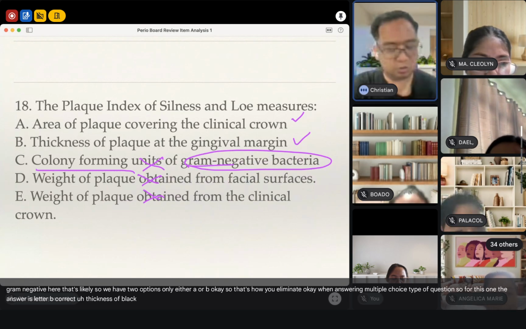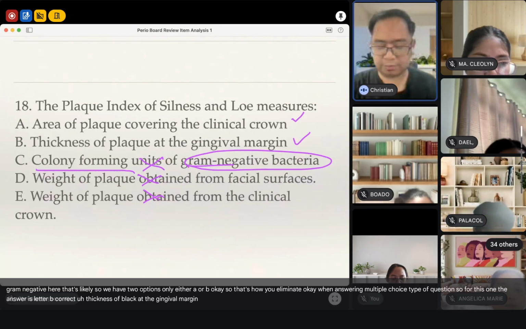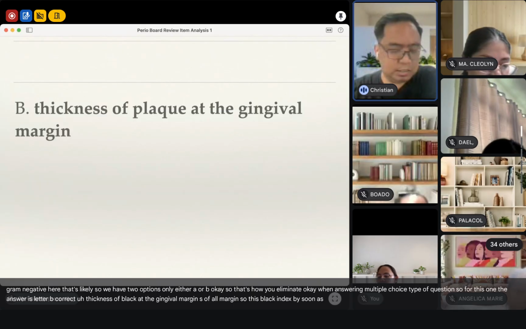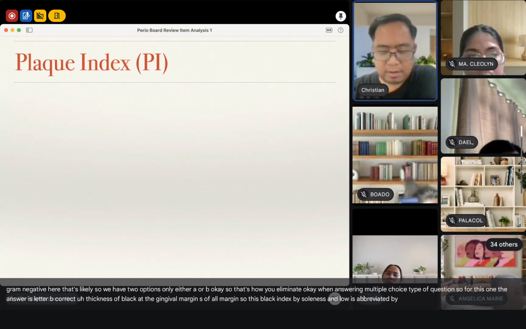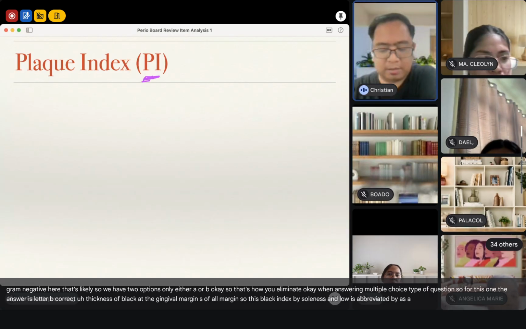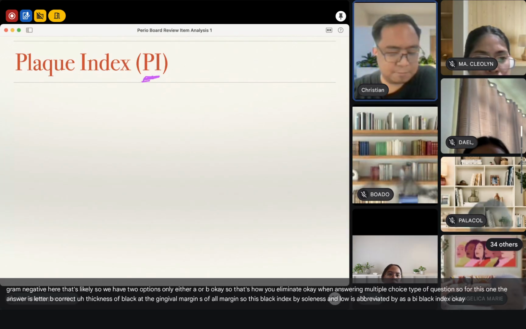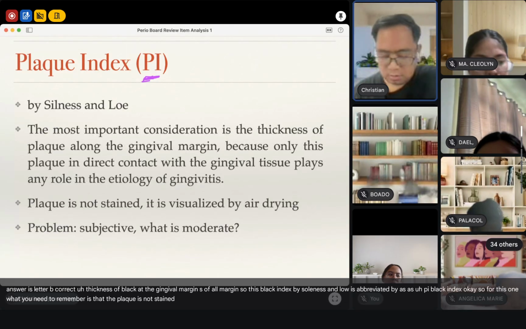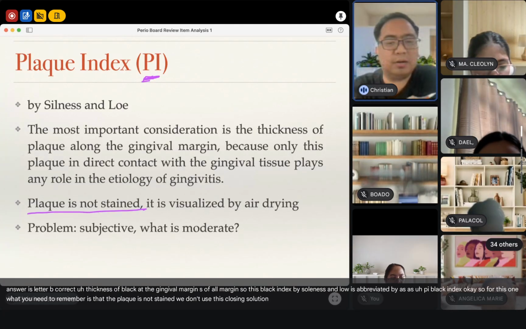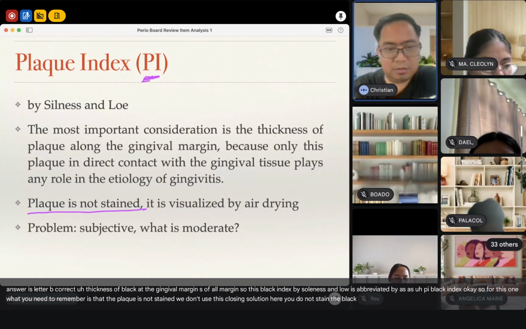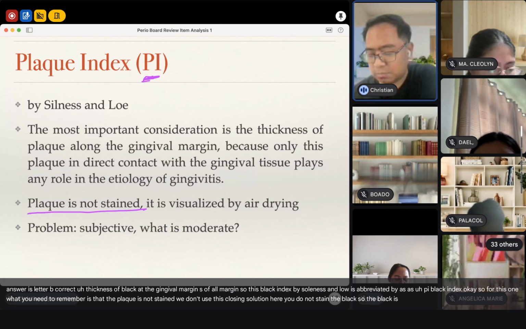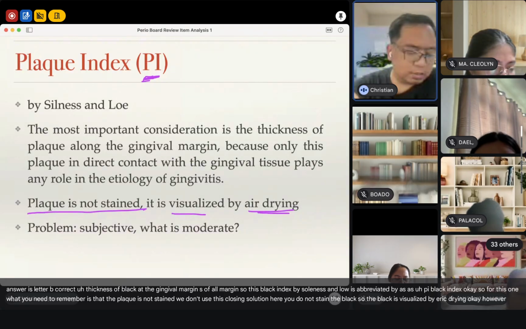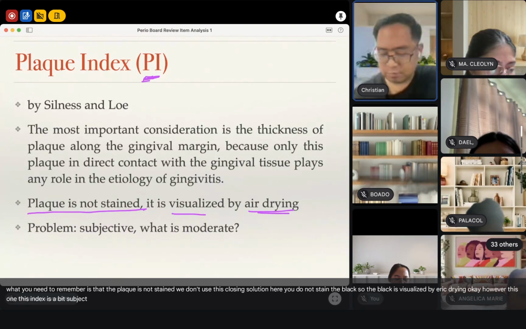Thickness of plaque at the gingival margin. So this plaque index by Silness and Löe is abbreviated as PI, plaque index. So for this one, what you need to remember is that the plaque is not stained. You don't use disclosing solution here. You do not stain the plaque. So the plaque is visualized by air drying. However, this index is a bit subjective.